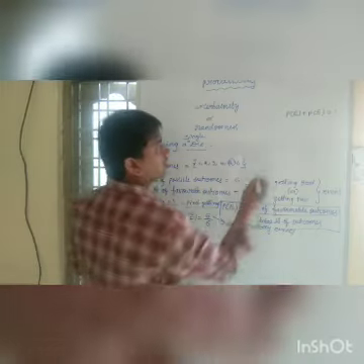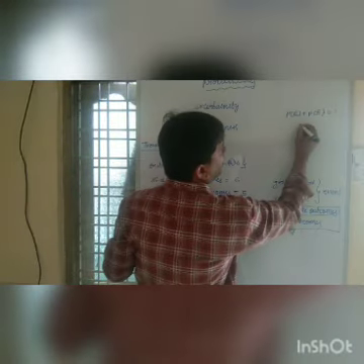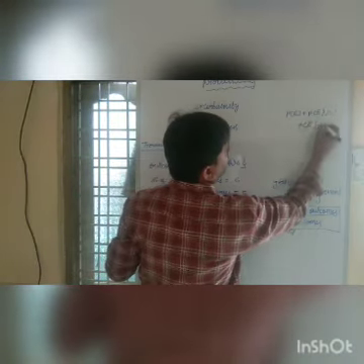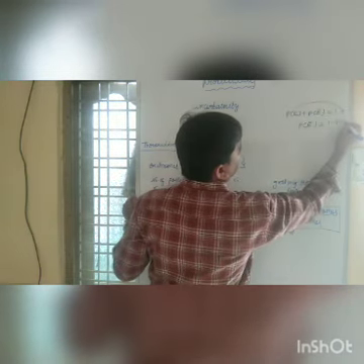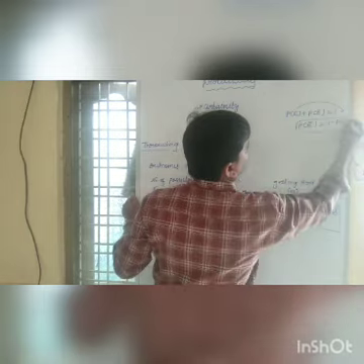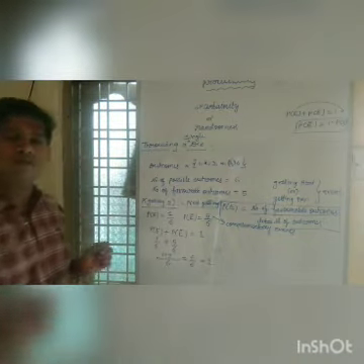Okay, see children, we can also write this as P of E bar equal to, if you transpose here, it will become 1 minus P of E. So P of E bar is equal to 1 minus P of E.